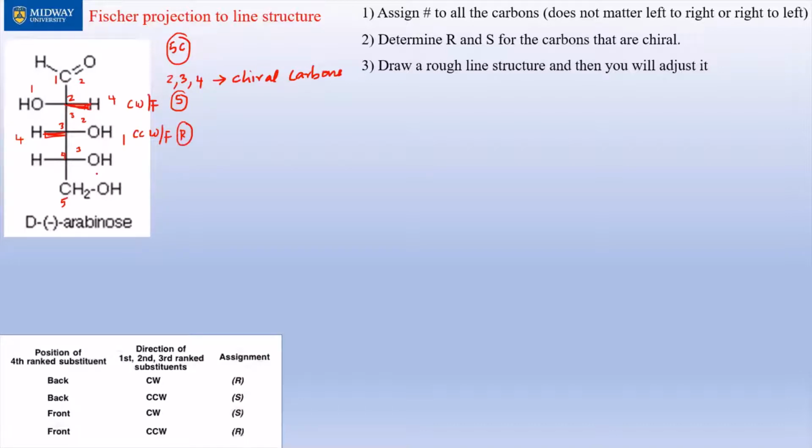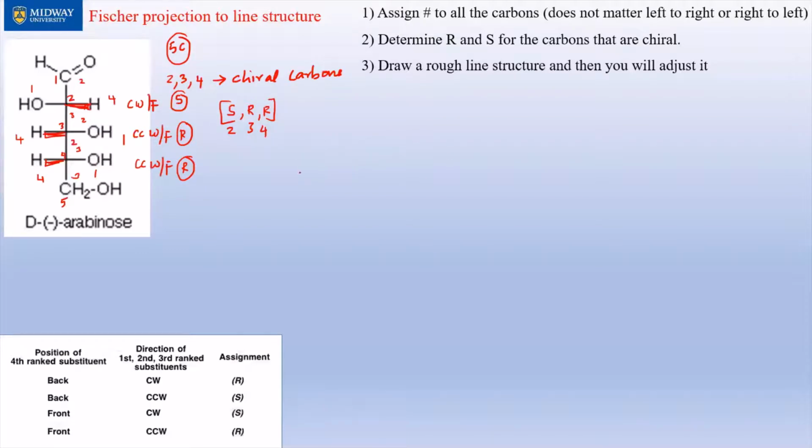And let's go further down, 1, and this is obviously 2, 3, and 4, and hydrogen will be in the front. Again, that's a counterclockwise and front, so that's R. So we have S, R, and R. Those are for carbons 2, 3, 4 respectively, for the Fischer projection.